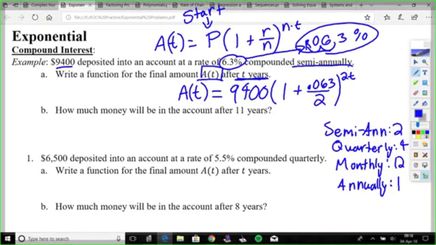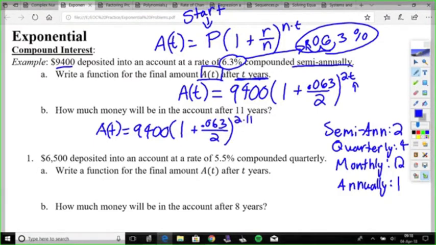All right. Now, if you actually want to evaluate this, part B says how much money will be in the account after 11 years. So that's when you plug in 11 for your variable up here. So let me write that first, and then I'll plug it in my calculator, okay? So we have our function A of t equals 9,400 times (1 plus 0.063 over 2) to the power of 2 times 11. Okay, which you could probably just go ahead and write 22 if you wanted to.